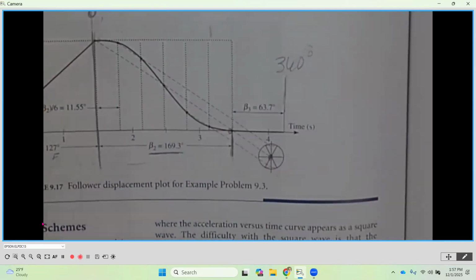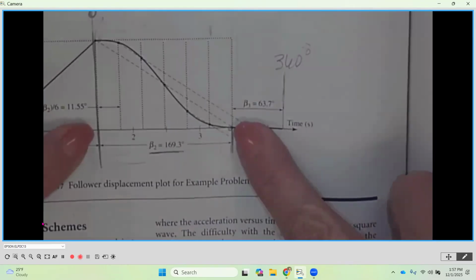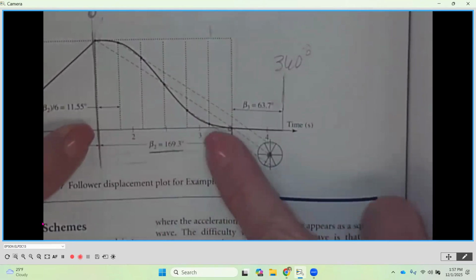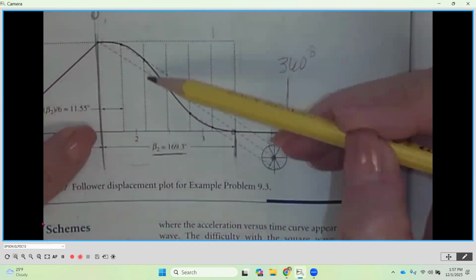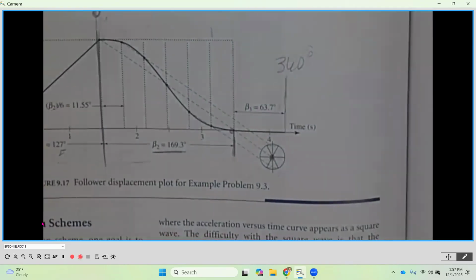Now, how far do you go? Just out of the way. That's all. There's no set distance there. Now, once you get that set and you have your 70.5 marked off here, you're going to divide this by 6. So you see the dotted lines here? These are 6 even divisions of that 70.5.